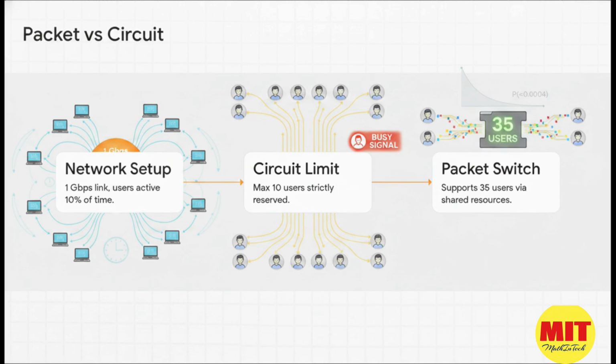But wait! Users are usually only actively downloading about 10% of the time. Most of the time, they're just reading a web page or staring at a screen. Packet switching doesn't reserve resources. It shares them purely on demand. Because of the laws of probability, if we allow 35 users onto this exact same network, the statistical chance that more than 10 users will transmit at the exact same millisecond is less than 0.0004. So using packet switching, we just supported more than 3 times the number of users on the exact same hardware. It's a massive efficiency gain.